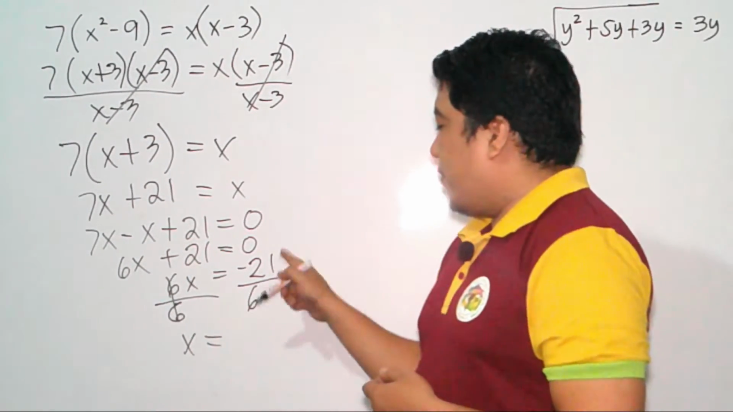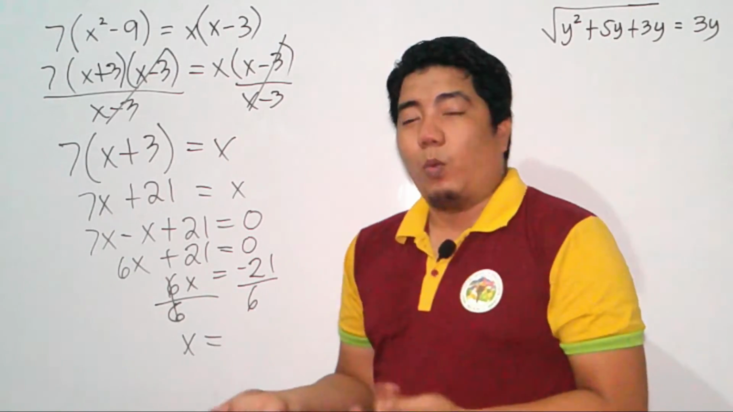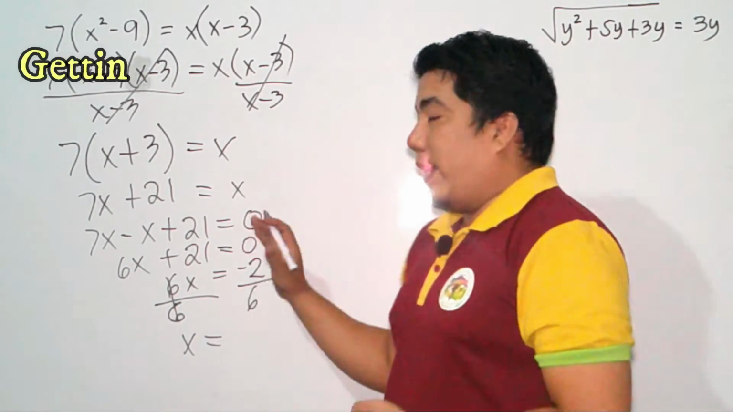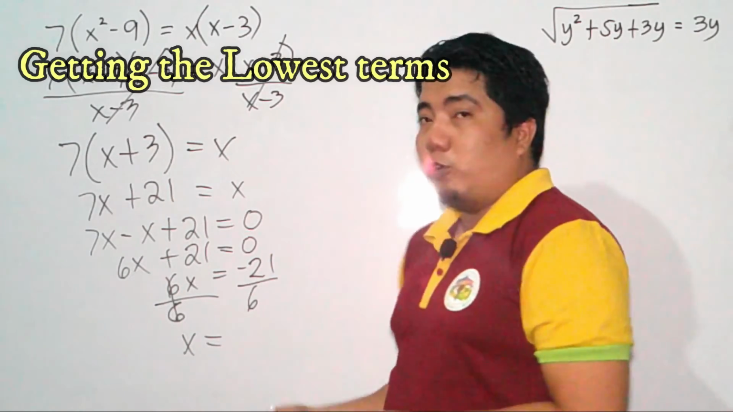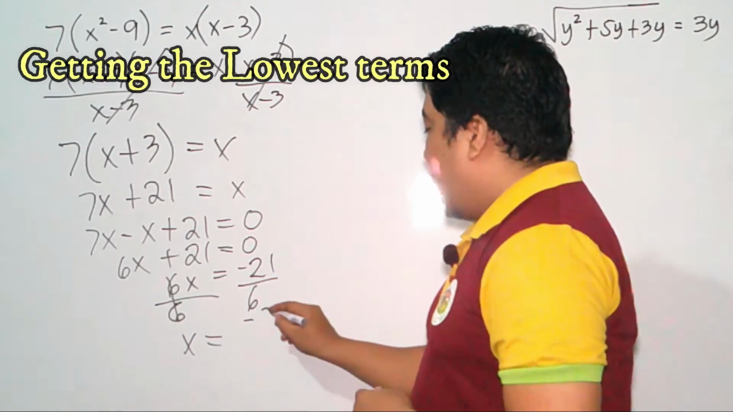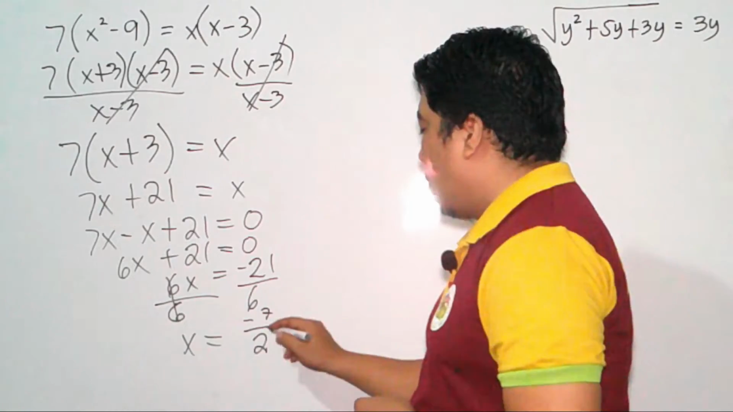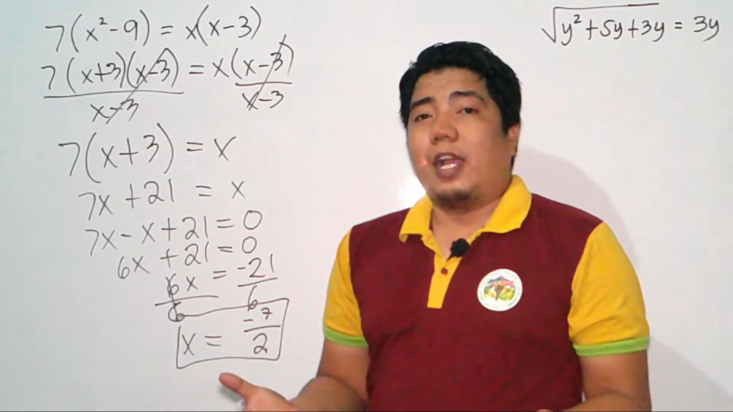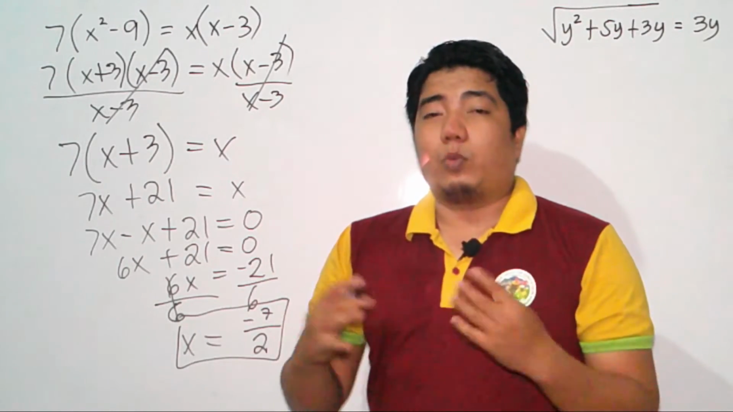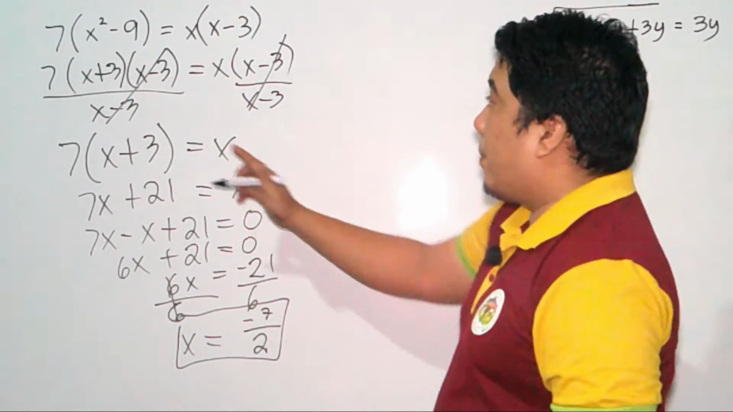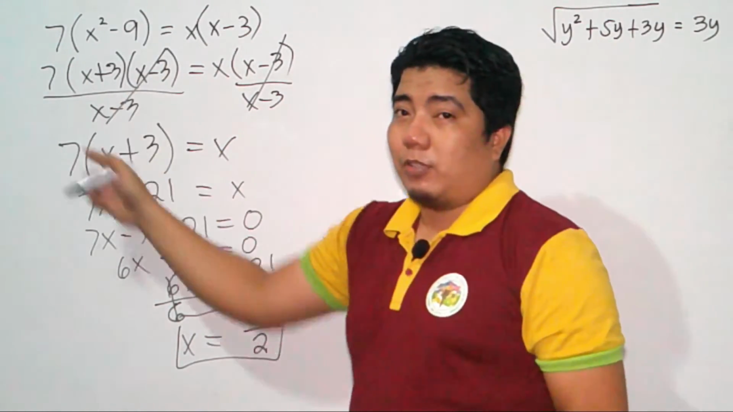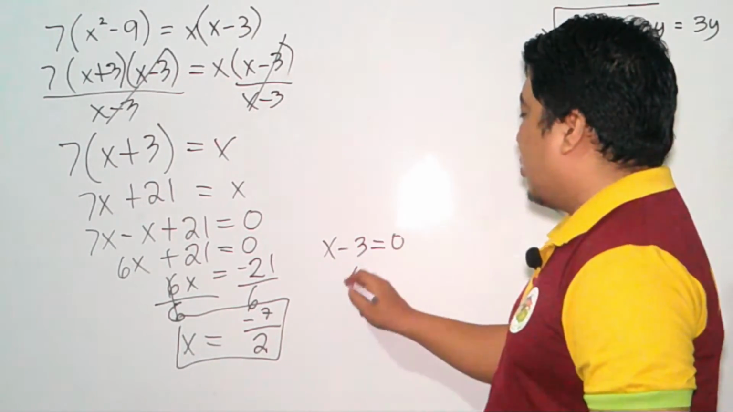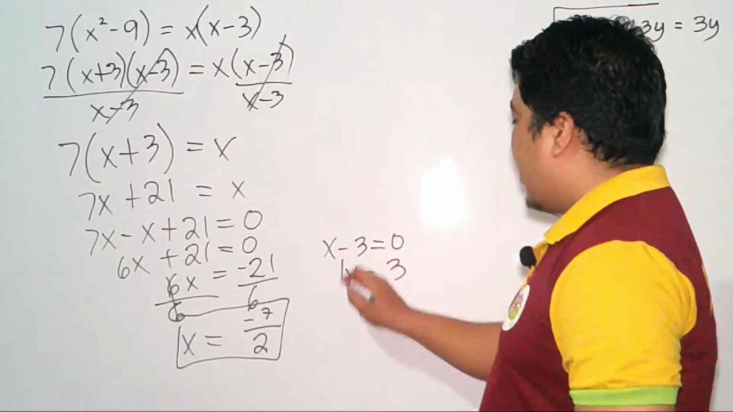However, you cannot divide negative 21 by 6 evenly, but you can simplify it to lowest terms. Divide both sides by 3, giving you negative 7 over 2. And this is your final answer. Now, the question is, Sir Ash, what is the other value that we need to consider? Remember that we factored out x minus 3 here. So therefore, the other value is x minus 3 is equal to 0, and that is positive 3.